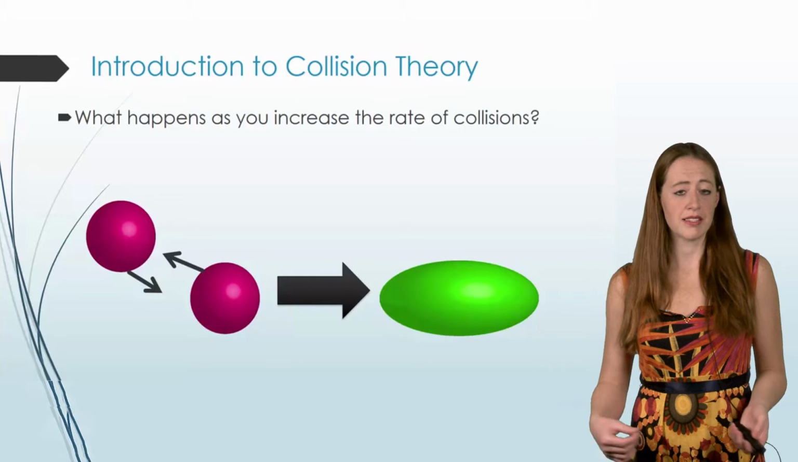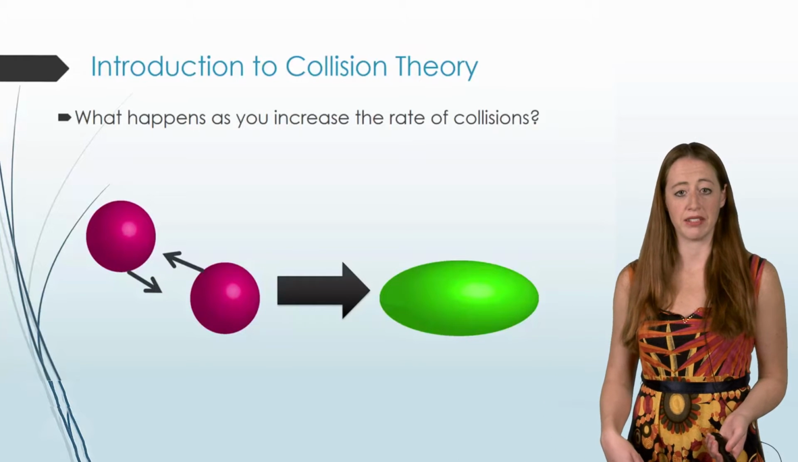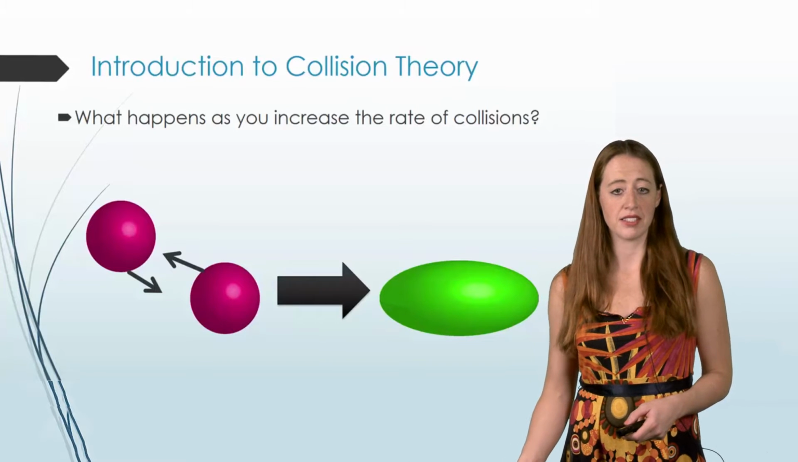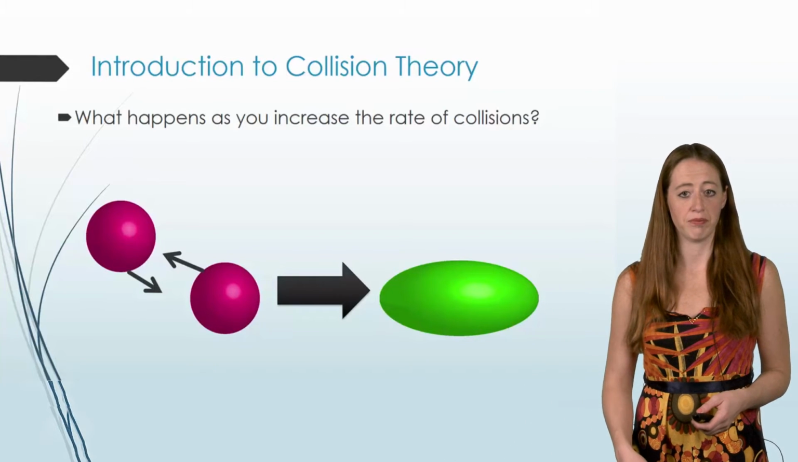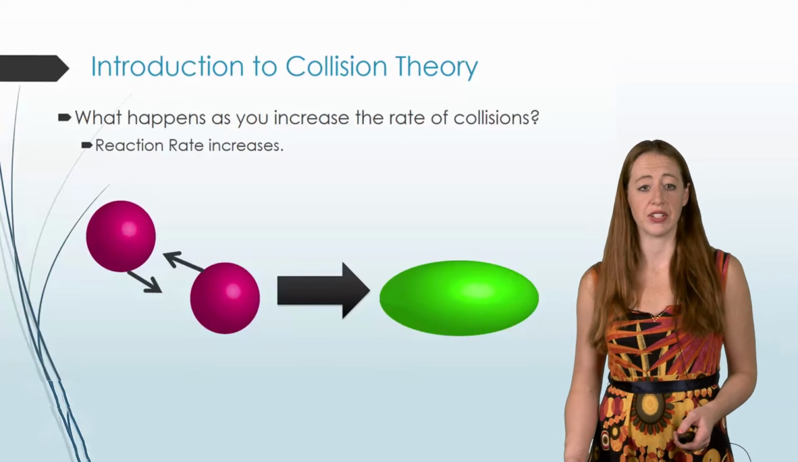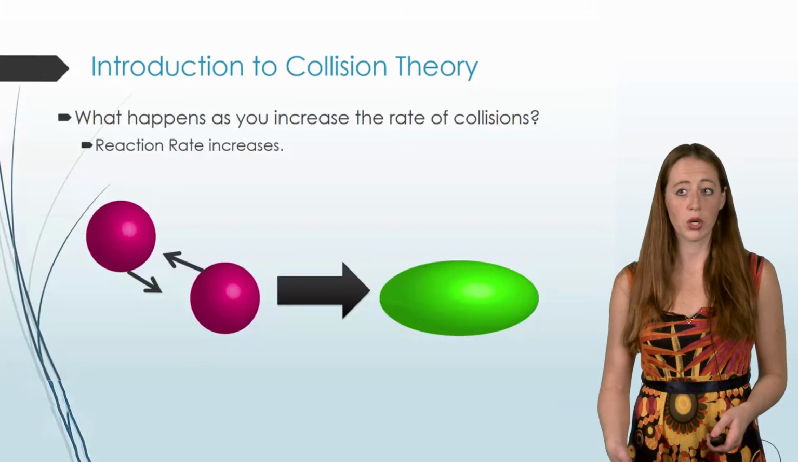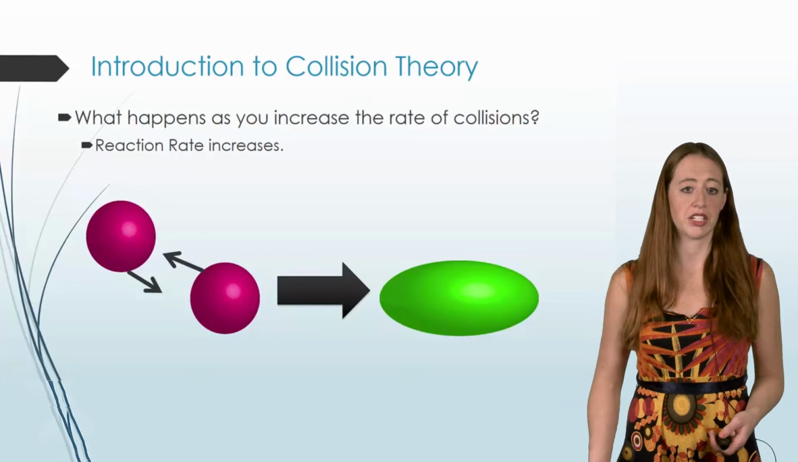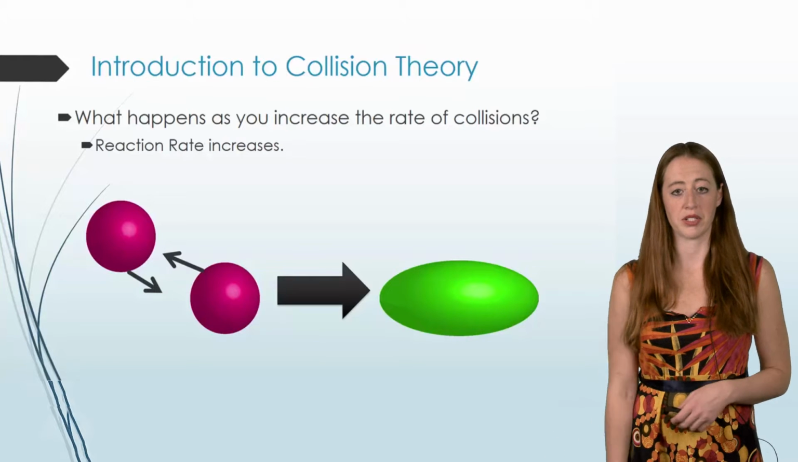Now, let's think about what would happen as we increase the rate of collisions. If we increase how often something collides, what would happen to our reaction rate? The reaction rate is going to have to increase, because the more frequent the collisions, the more often the reaction will occur.